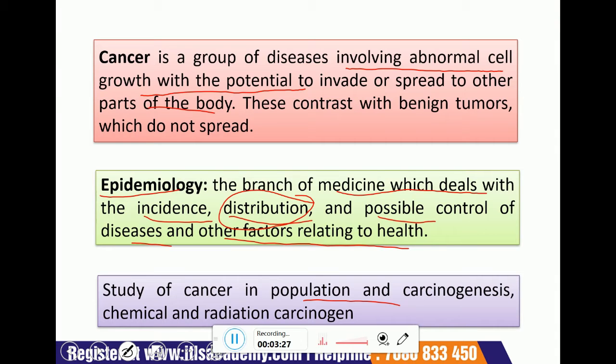It also includes carcinogenesis, the process of development of cancer, how cancer is generated in a human body, and the study of agents which cause cancer, like chemical carcinogens and radiation carcinogens. So basically these are the two types of carcinogens which play a major role in the development of cancer. There are other factors also which play a role in the development of cancer, like viruses, parasites and bacteria. But generally most cancers are related to exposure to chemical and radiation carcinogens. Let's move further.